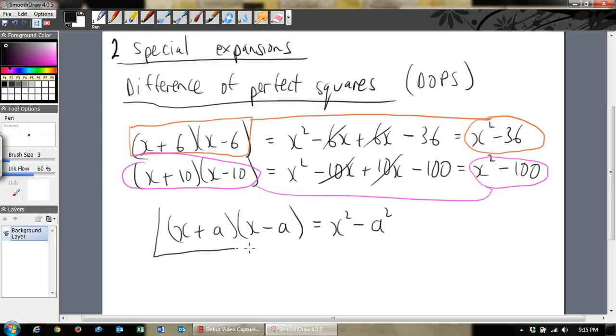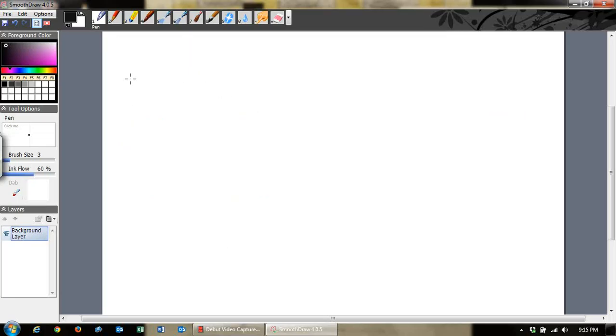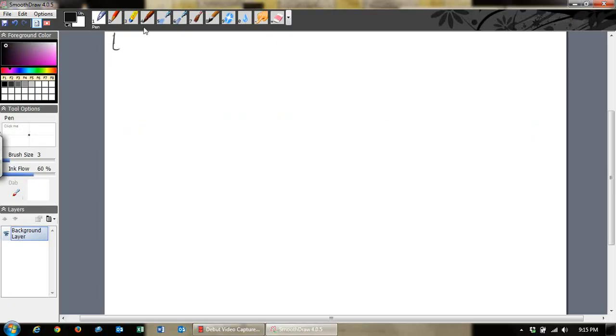And this is actually the difference of perfect squares rule, otherwise known as DOPS. Okay, why is it called that? Because you've got the difference of perfect squares here. You've got a perfect square here, x squared, a perfect square here, a squared, and the negative is the difference. So you've got the difference of perfect squares, one perfect square minus another perfect square. Okay, and this is the expansion that you'll always get. So this is a super important result, and let's just blitz into some examples.